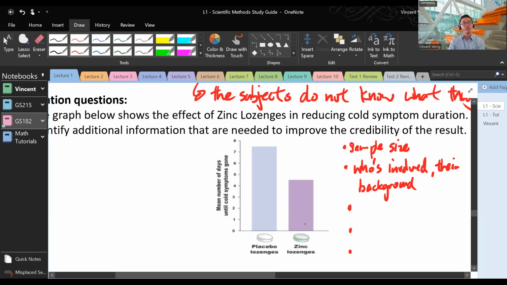Okay, good. Anything else? Yeah, so who's involved, right? The background. Ethnical group. Yeah, very good, Emma. Still, I'm looking for 3 specific ones. So I'll just tell you because we're running out of time.